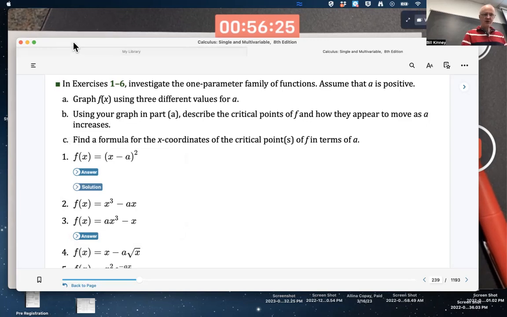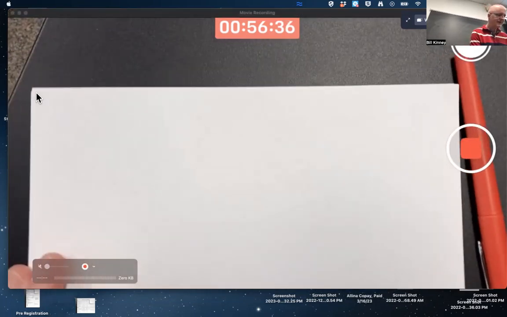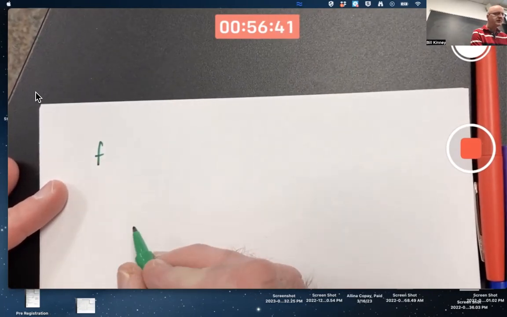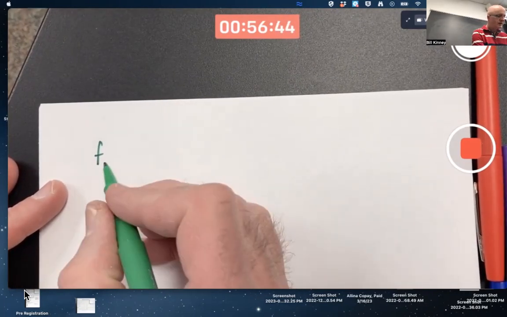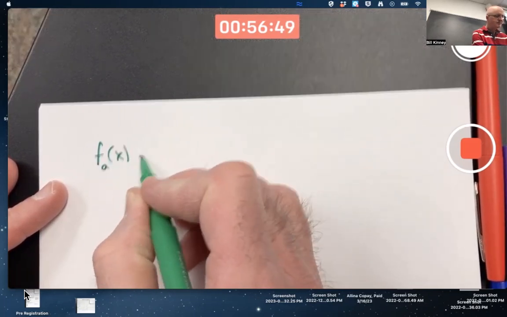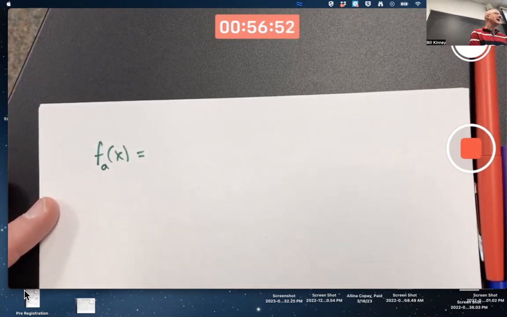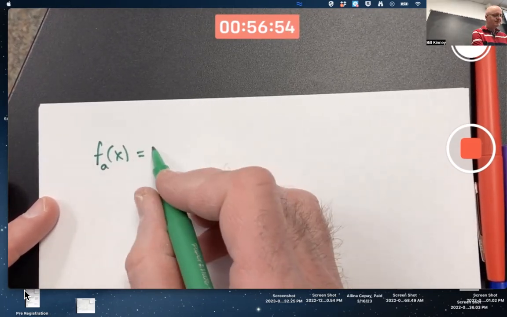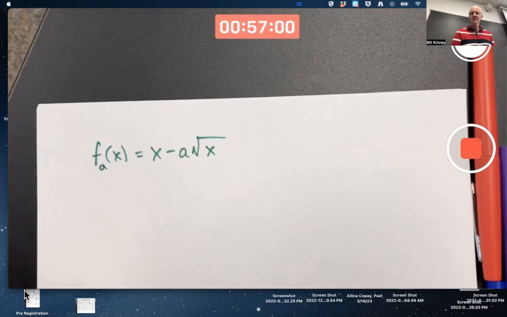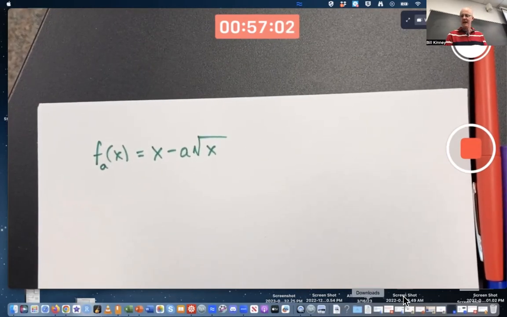I'm looking at problem 4. The function is f of x equals x minus a times square root of x. That's my family of functions that I'm thinking about. I like to write my function formula to include a subscript in the function name. Now, that's not required. You don't have to do that, but I like to do it to remind myself that these functions do involve an unknown constant a.